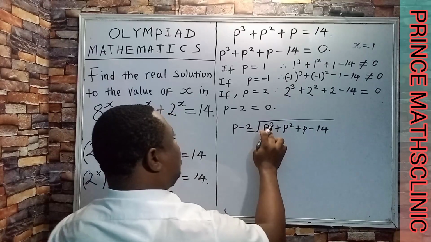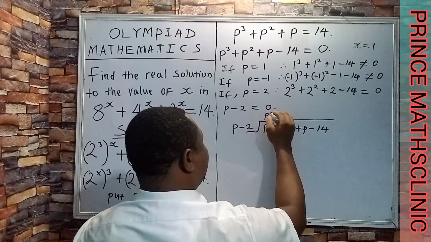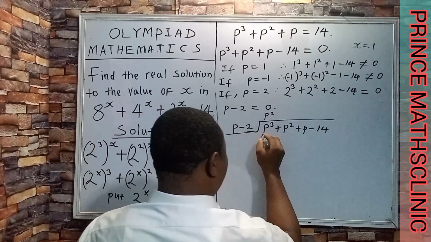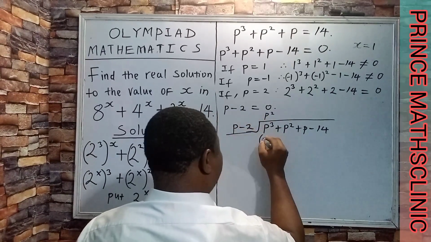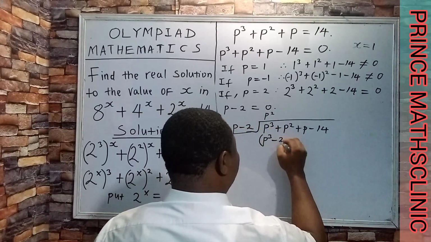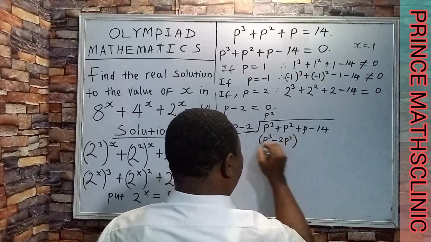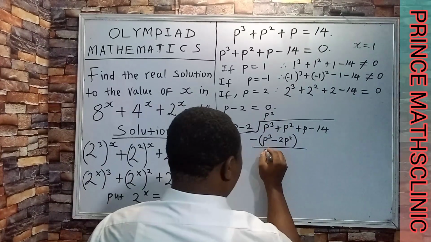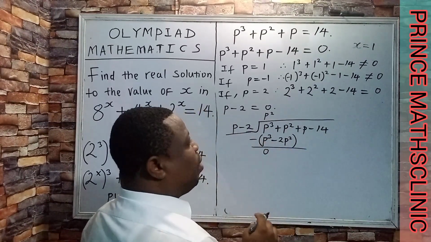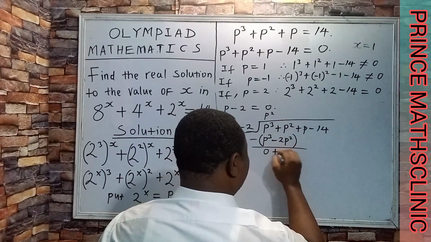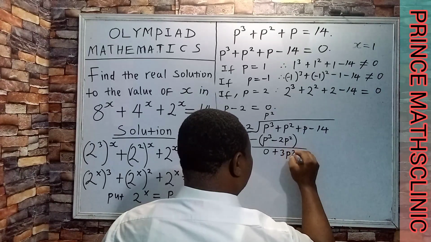So p in p cubed will be p squared. So I'll use p squared to multiply everything I have here. So I'm going to get p squared times p, I'll get p cubed. p squared times minus 2, I'll get minus 2p squared. Then put a negative here. This minus this will give me 0. Minus times minus is plus. Then 2p squared plus p squared will give me plus 3p squared.